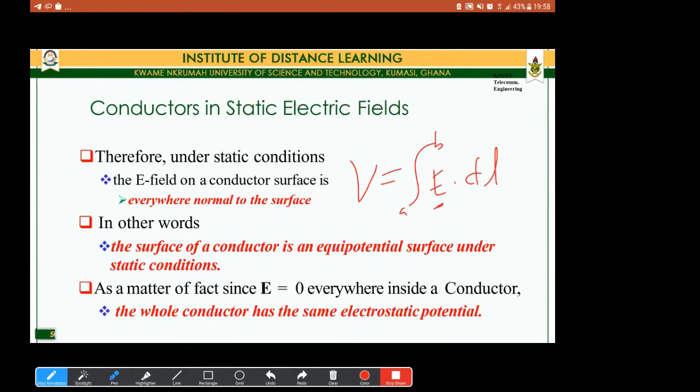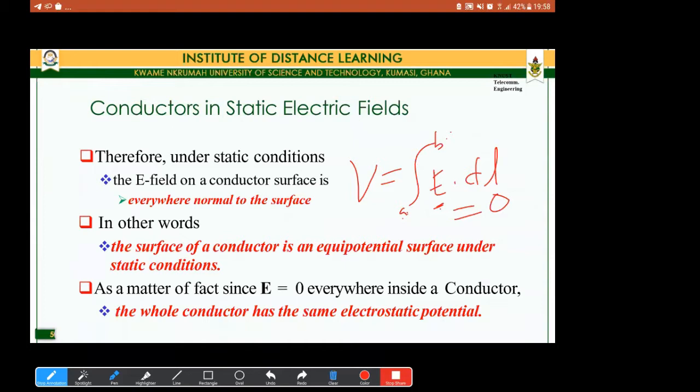Because on the surface of the conductor, at any point on the surface, the electric field is the same. That means that at point A, the electric field is the same as at point B. Therefore, if you perform this integral, A and B are the same, and this will be equal to what? Zero. So the surface of a conductor becomes an equipotential surface under static condition, because the potential at all points on the surface is exactly the same.